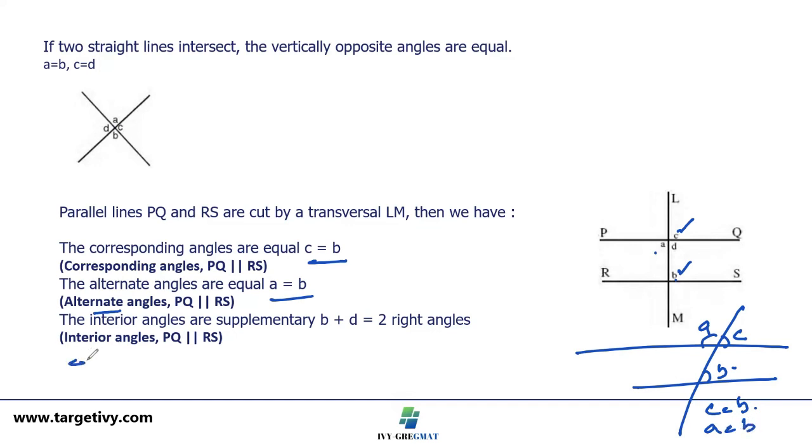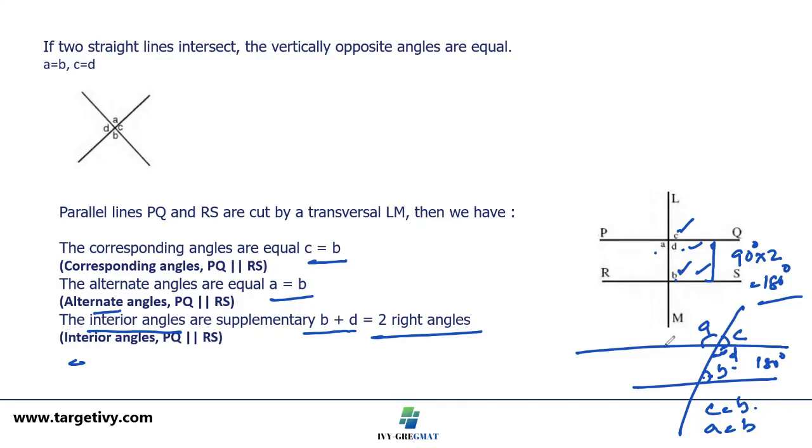The interior angles are supplementary. That is B plus D. So if I add up these two, they will become two right angles, or rather 180 degrees. So if I add up these two, they are supplementary to each other. They will add up to 180 degrees.